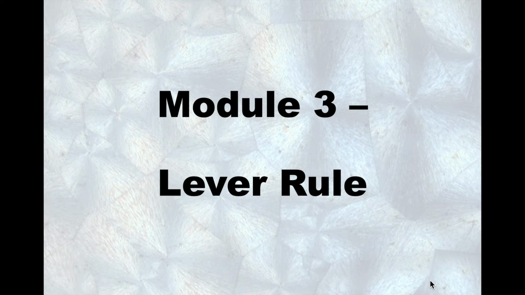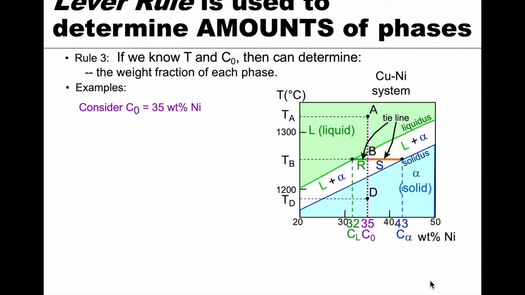All right, in this module, we're going to go over the lever rule, which is the rule that helps us determine the amounts of phases in two-phase fields that we've been talking about. So specifically, we'll look at the isomorphous system. So, as I just said, the lever rule is used to determine the amounts of phases.